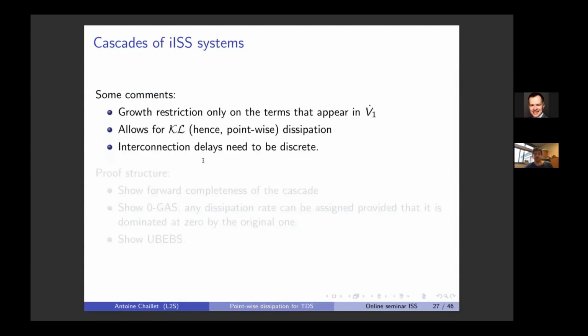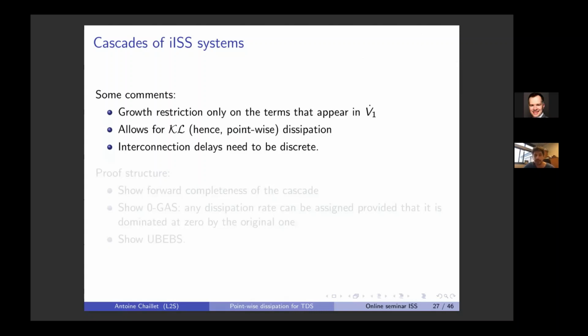So, as I told you, the growth rate restriction is only about the terms that actually appear in V1, not on all the variables. It allows a KL dissipation rate. So in particular, it allows for a pointwise dissipation rate, which I think is useful in practice.